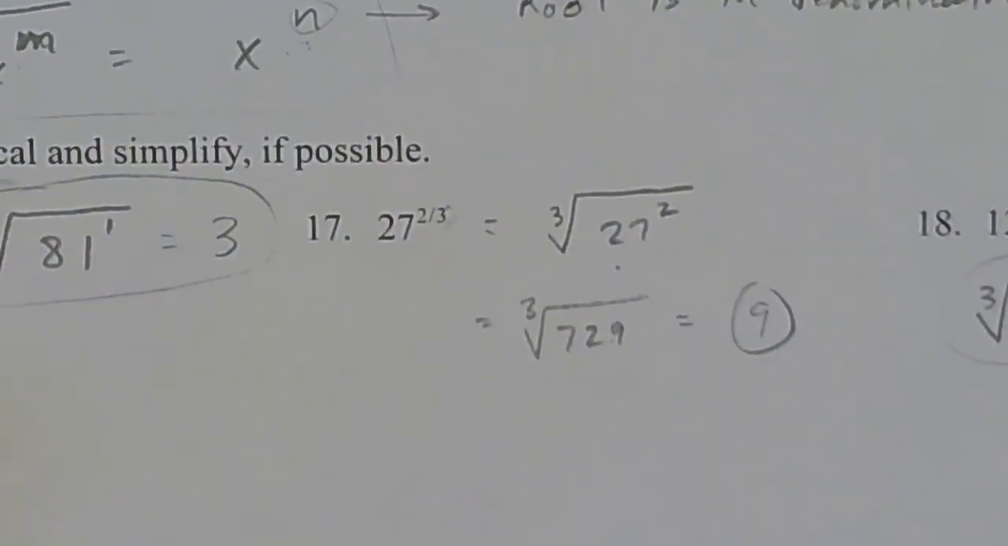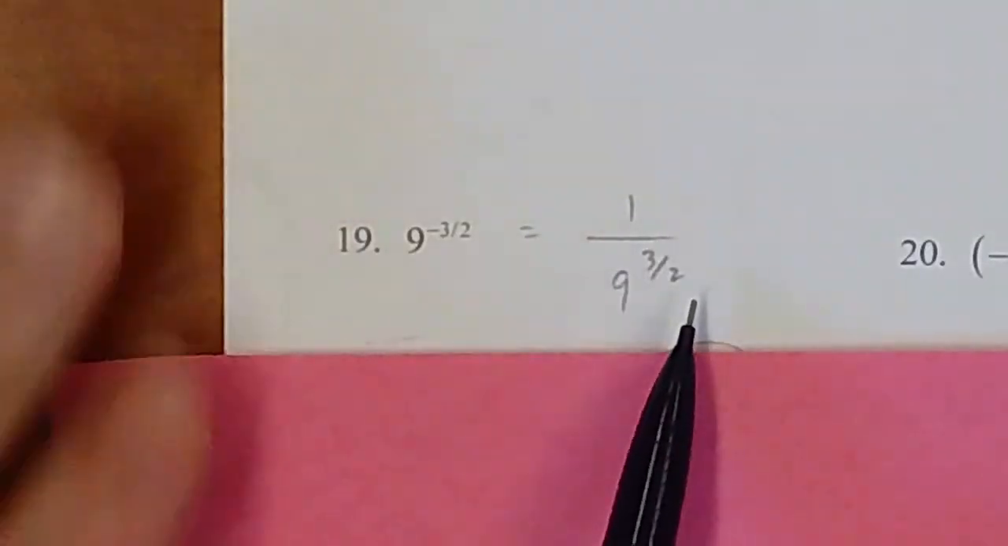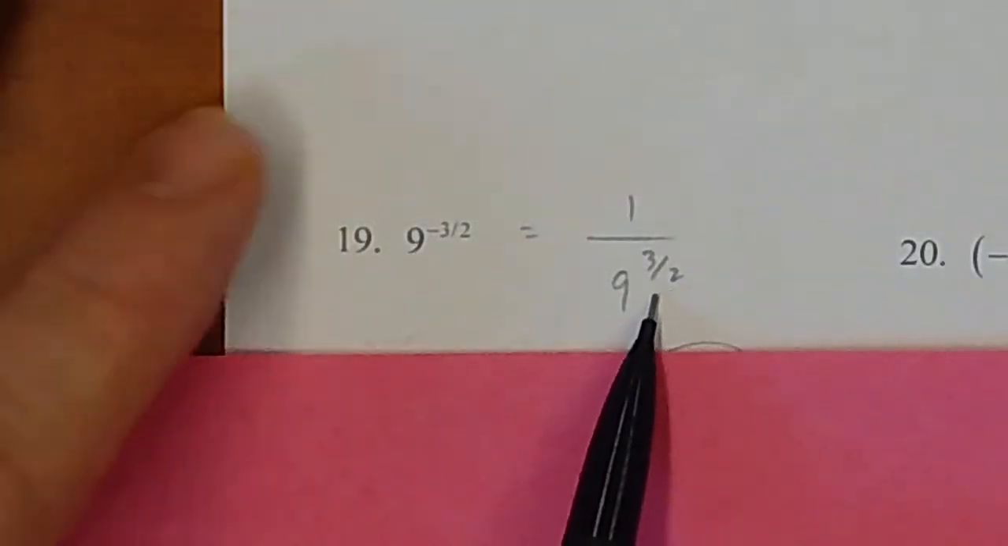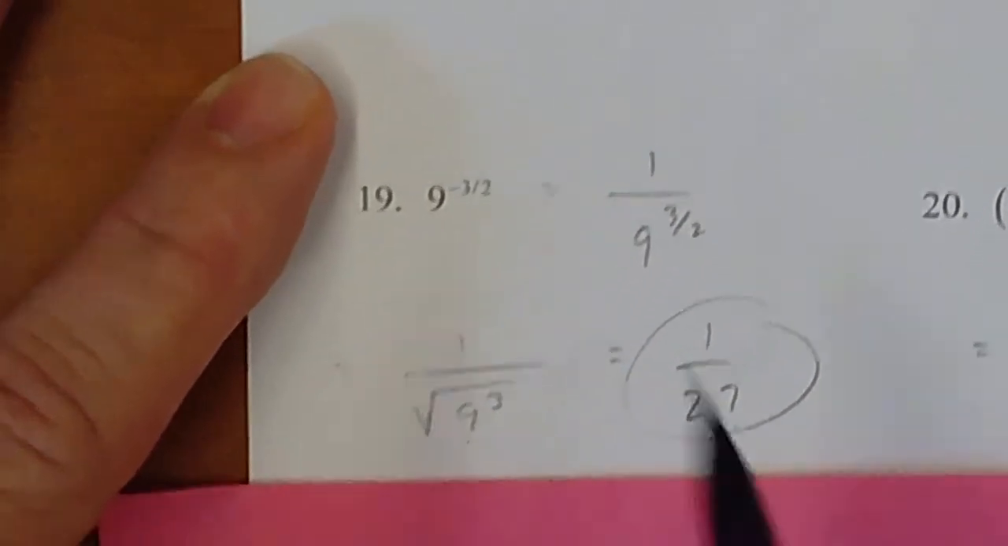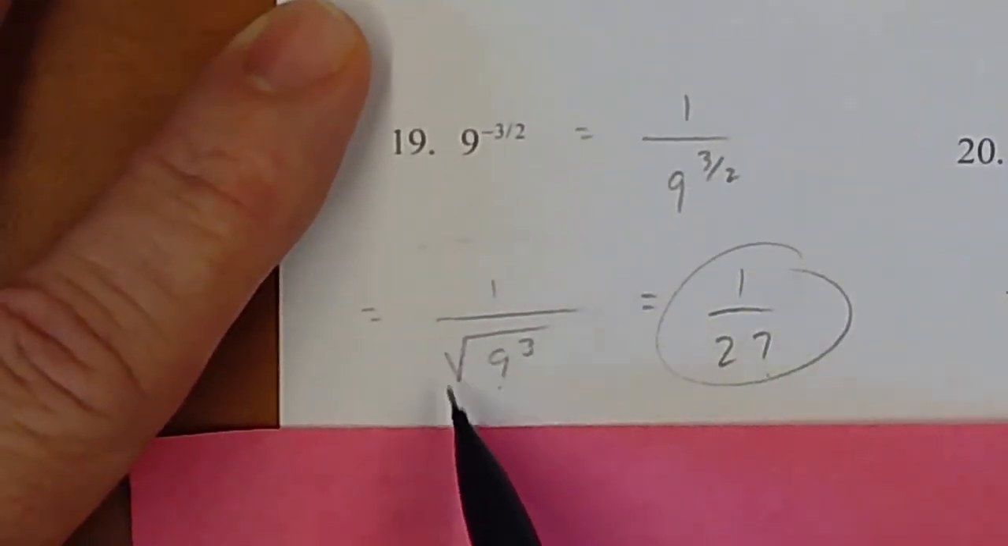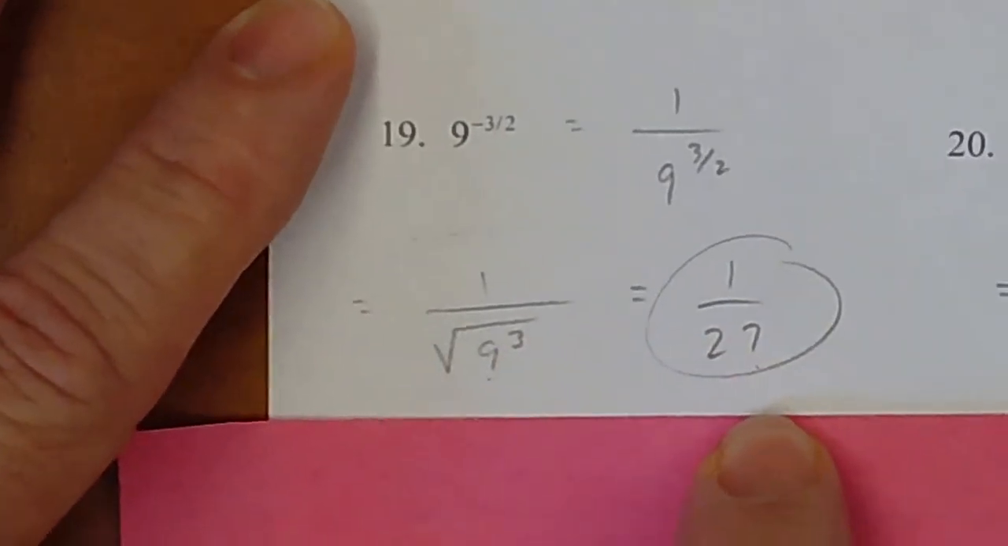19, it's a negative exponent. So just like we did in 20, you address that right away. And now your conversion just stays in the denominator. So we got the square root now. If you don't want to write 2 right there, you don't have to. If it's invisible, we assume the square root. 1/27.